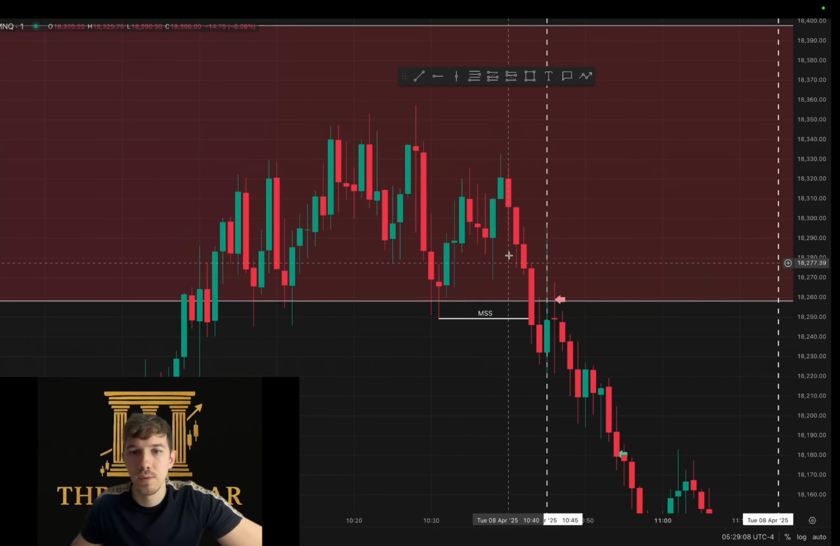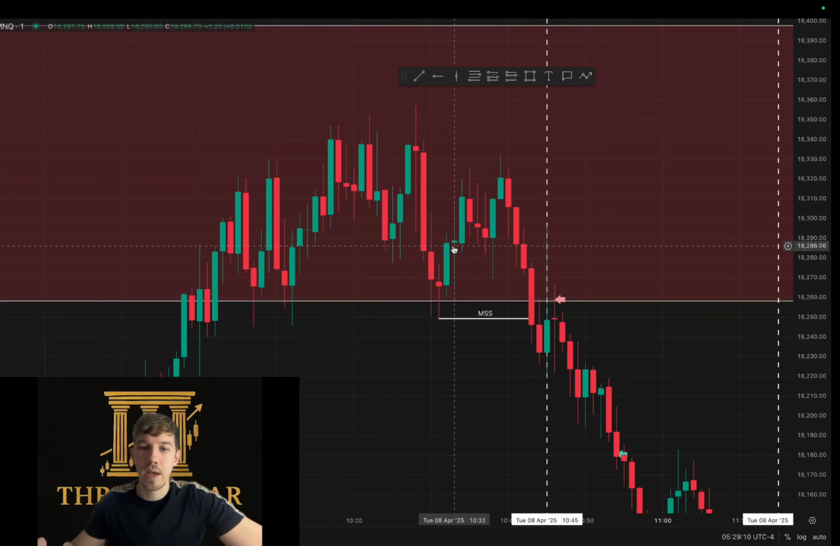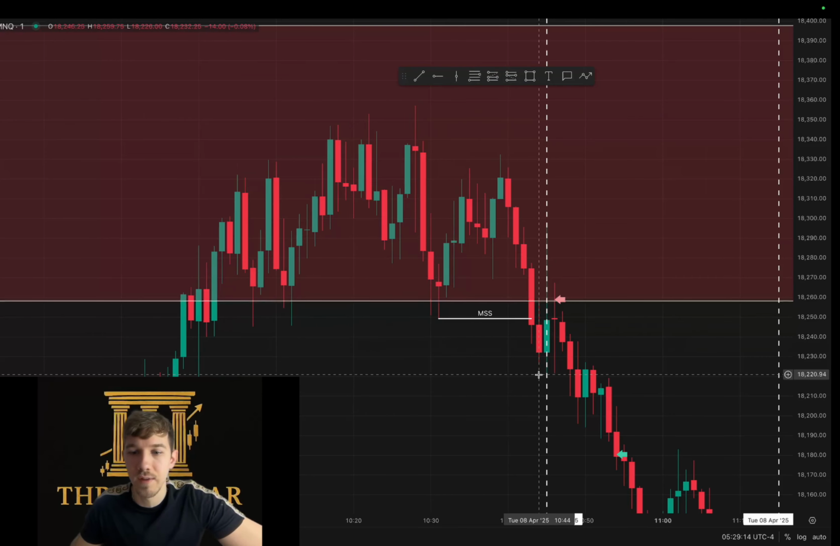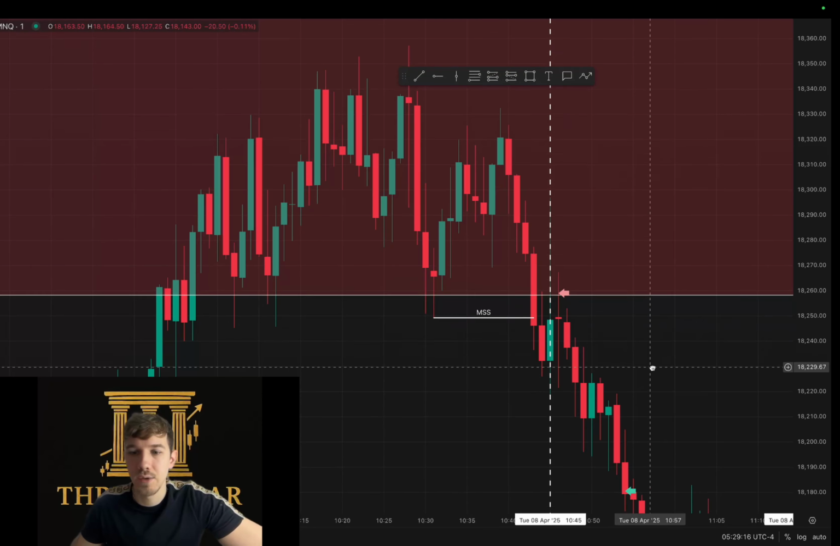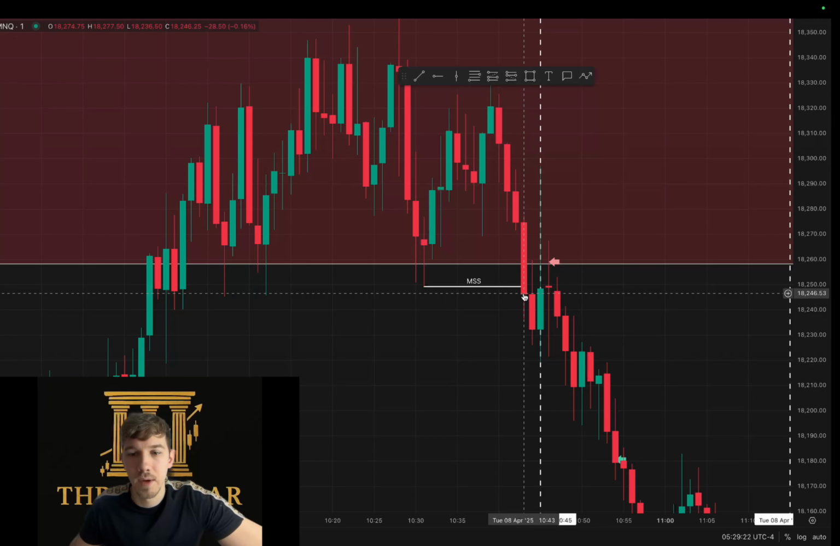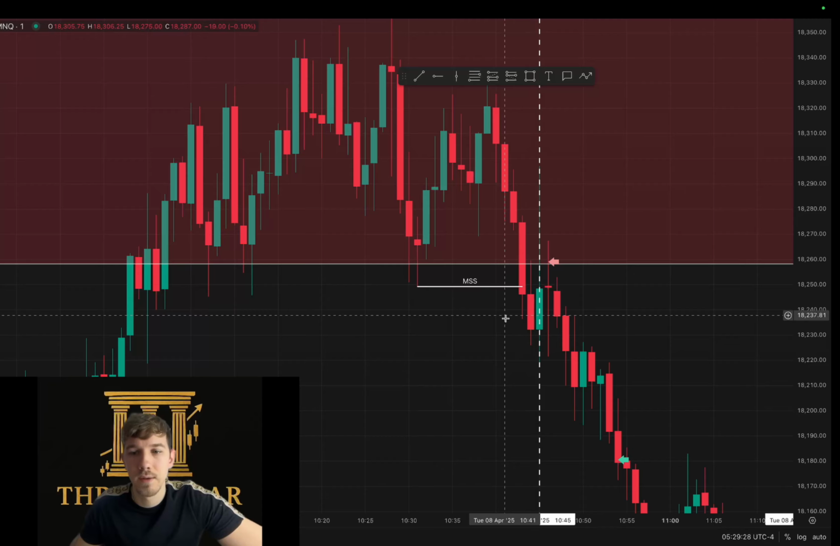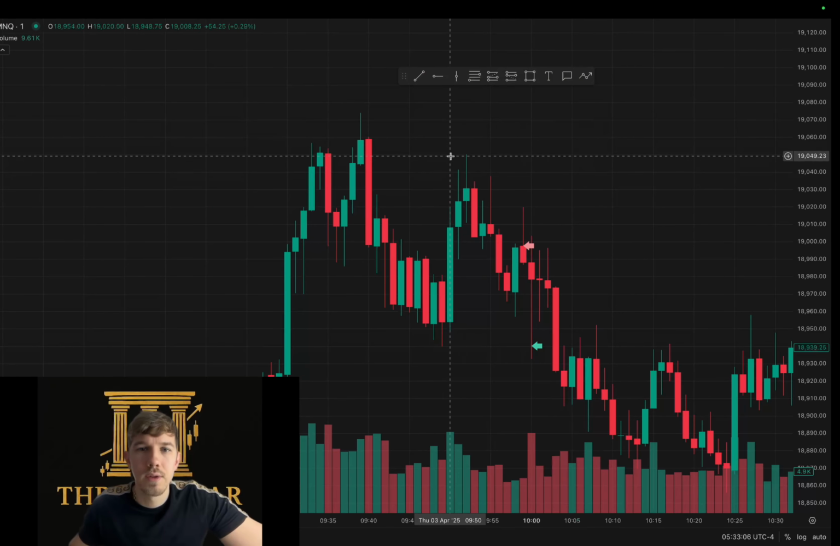So once we know what our bias is, we're then just waiting for the actual displacement lower and a market structure shift, which is valid, to get an entry. At 10:43 we actually got the market structure shift, leaving the fair value gap, and then this is when we got the entry at 10:46. So here's another trade that I took as well.